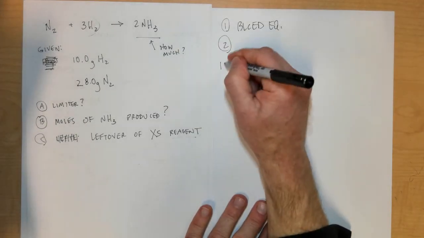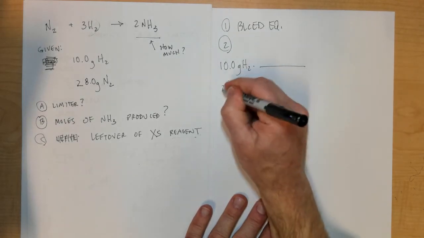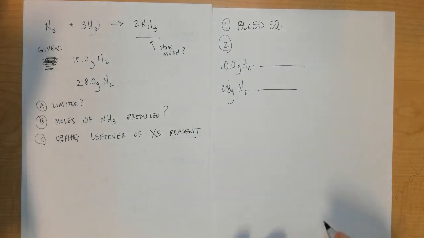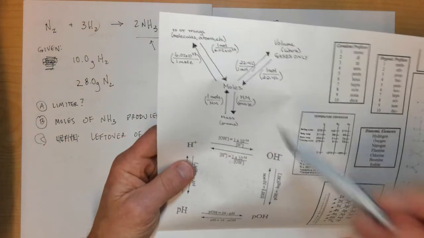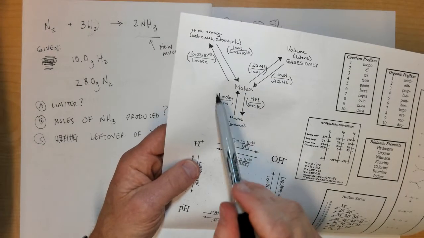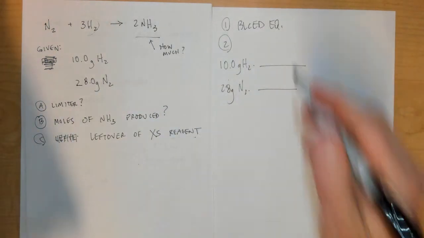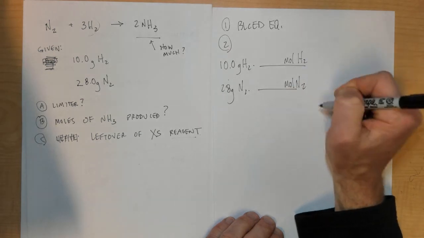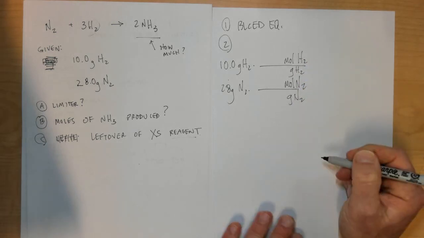So way over here on the left-hand side of your paper, start with 10 grams of H2, put a multiply sign, a line, skip a line, 28 grams of N2, put a multiply sign, put a line. And now we want to convert to moles. When I go from grams to moles, remember mole goes on the top, and then molar mass, which is from the periodic table, goes on the bottom. So for each one, I'll put moles of the substance on top, and grams of hydrogen and grams of nitrogen on the bottom.